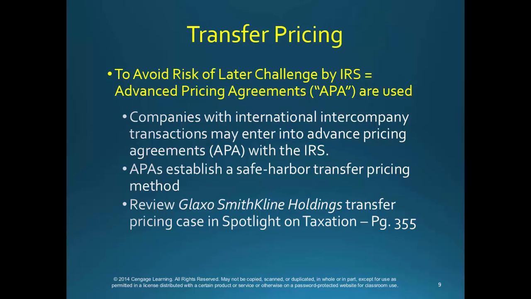To avoid risk of later challenge by the IRS, advance pricing agreements, APAs, are used. Companies with international intercompany transactions may enter into advance pricing agreements with the IRS. These agreements establish a safe harbor transfer pricing method. And page 355 shows the GlaxoSmithKline Holdings case, which you need to review.